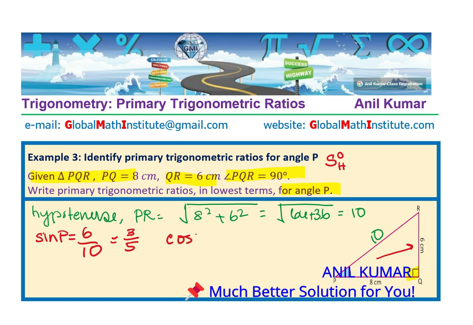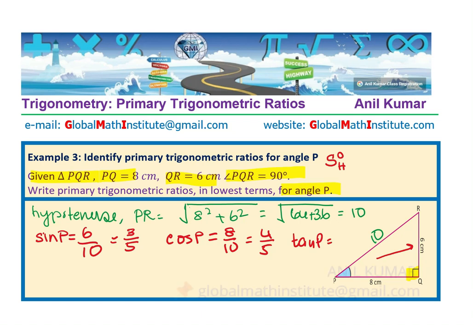Now let's look into cos P, which is adjacent over hypotenuse. So it is 8 over 10. In simplest form, dividing by 2 gives us 4 over 5. And then let's write down tan P, which is opposite over adjacent, 6 over 8, in simplest form, dividing by 2, is 3 over 4. Makes sense, right?